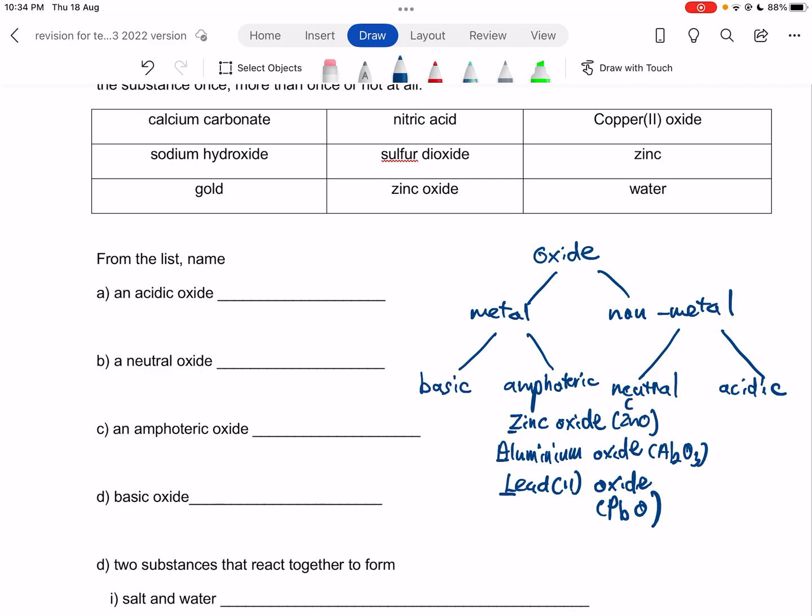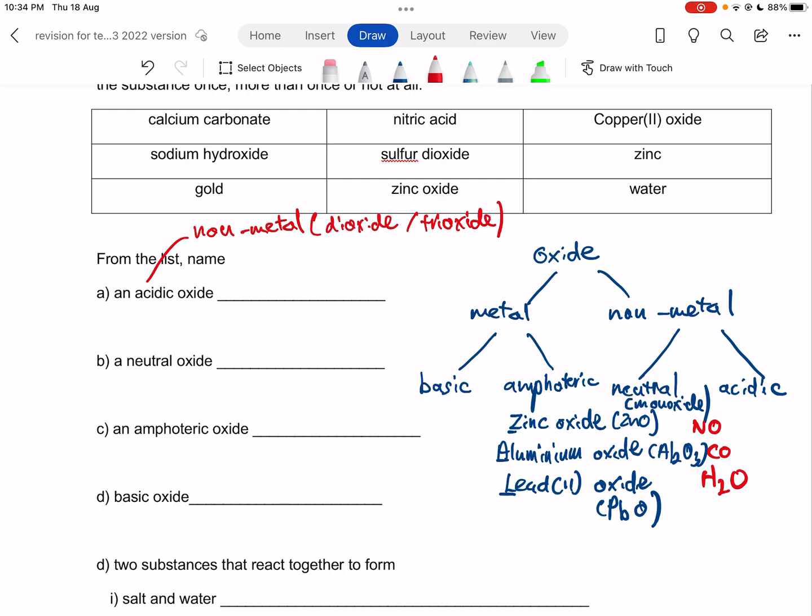Then neutral oxide has to be a monoxide. Those are the non-metal monoxides. Example is NO, CO and H2O. All the monoxides are neutral. Then acidic is the rest of the non-metal oxides. For an acidic oxide, it has to be a non-metal. So pick a non-metal dioxide or trioxide kind. So long as it is not a monoxide, it's okay.